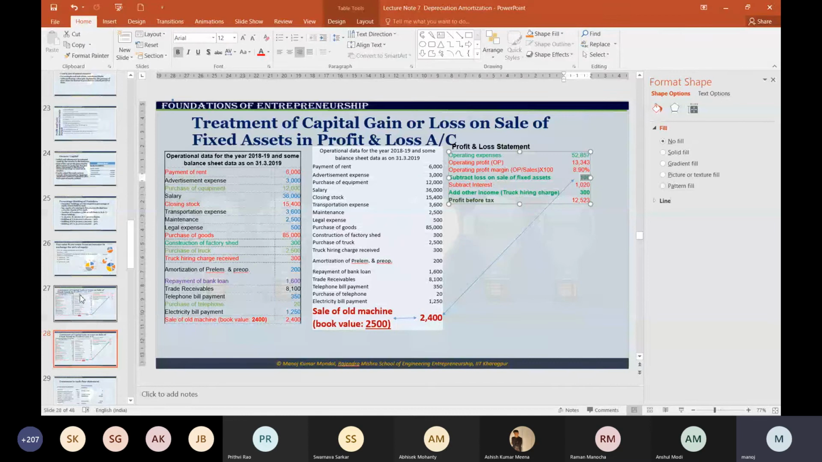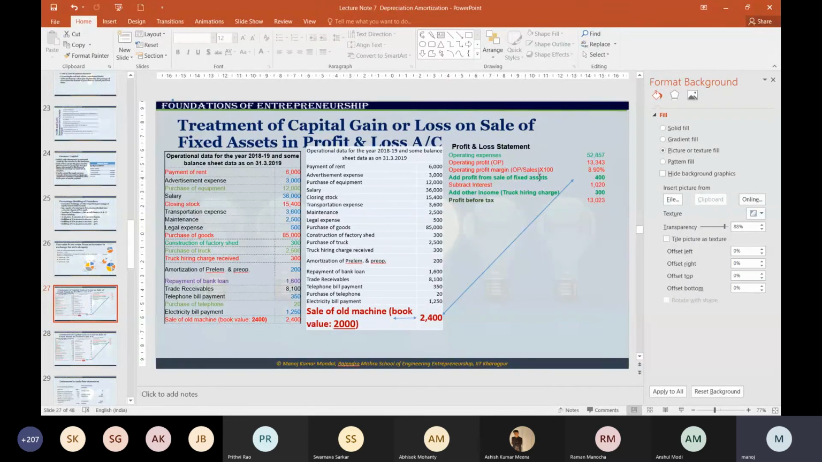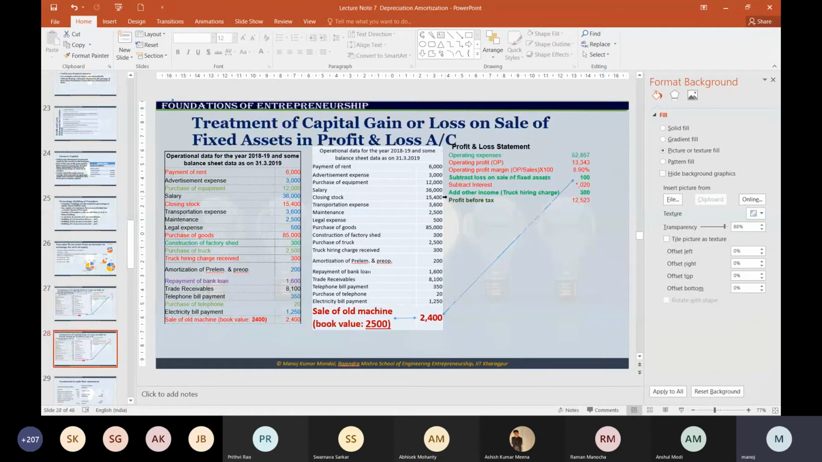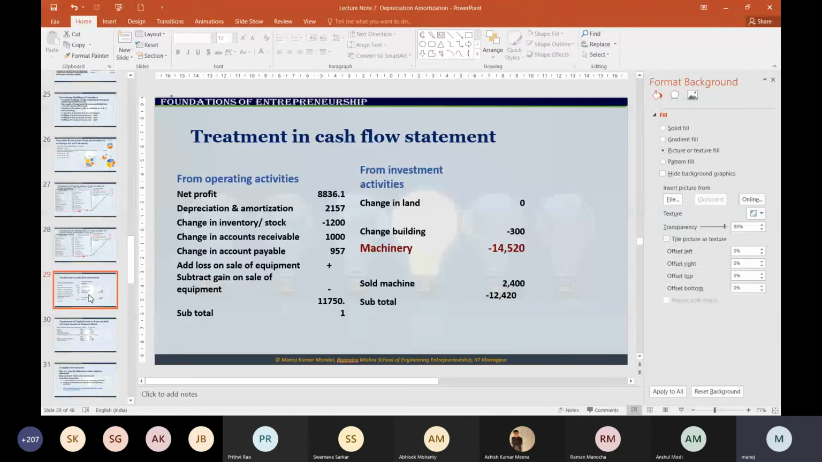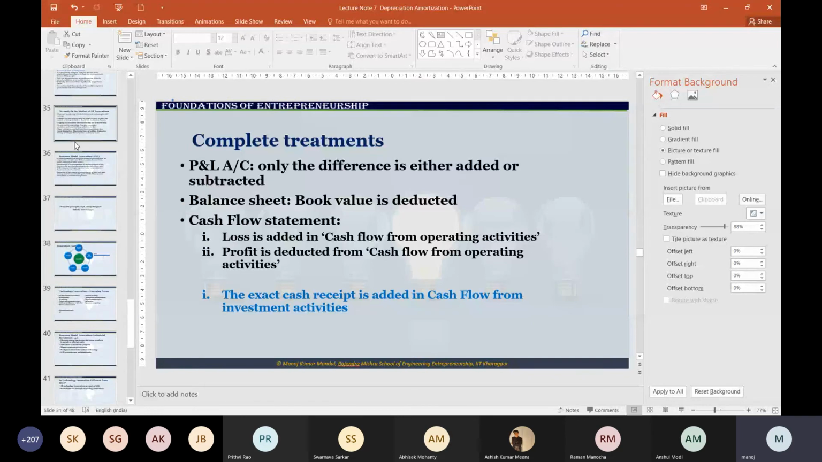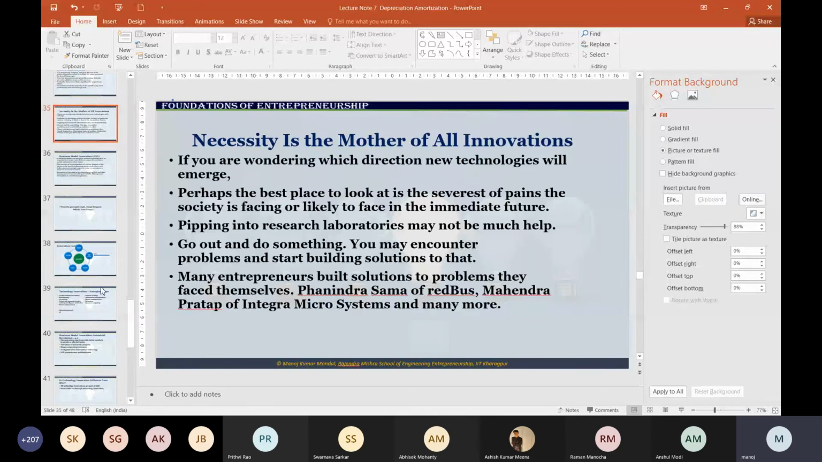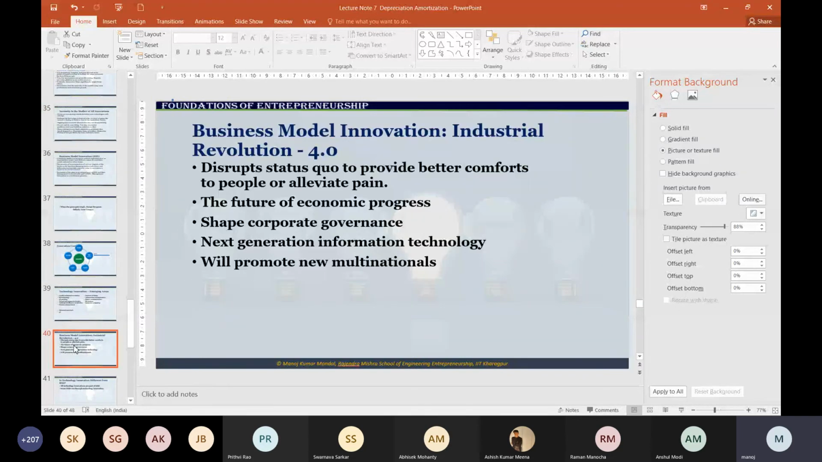Earlier it was adding to profit, add profit from sale. Now it is subtract loss from sale. So you subtract this from profit. That becomes the thing. I think that should be pretty much everything today. This is about cash flow. You can understand it after today's lecture. You will understand it more.